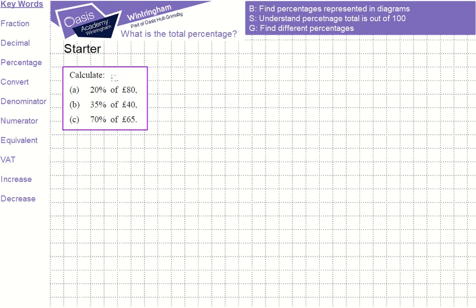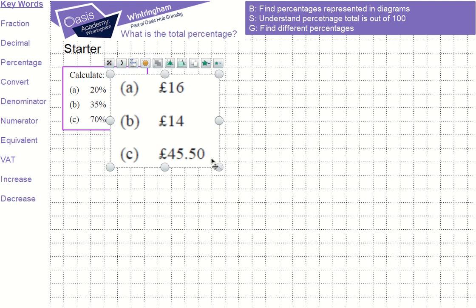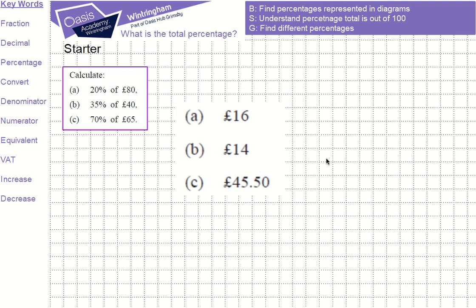For the starter, what I would like you to do is calculate the percentage amount of each of those totals. So can you find 20% of 80, 35% of 40, and 70% of 65? Pause the video while you have a go and press play when you're ready to see the answers. Okay, the answers are on the screen. Can you mark those, please? We've got 16 for question A, 14 for question B, and £45.50 for part C.